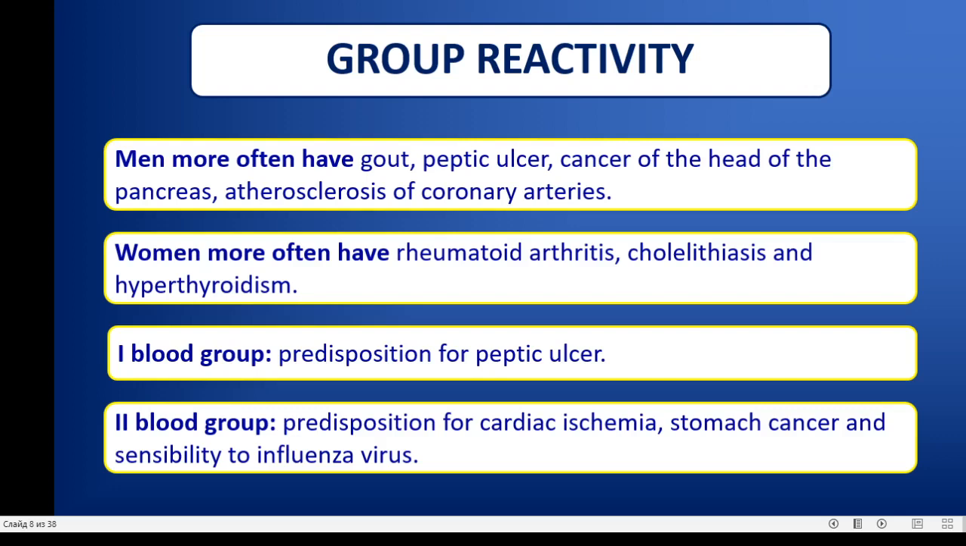Men more often have gout, peptic ulcer, cancer of the head of the pancreas, atherosclerosis of coronary arteries. Women more often have rheumatoid arthritis, cholestasis, and hyperthyroidism. One blood group: predisposition for peptic ulcer. Two blood group: predisposition for cardiac ischemia, stomach cancer, and sensibility to influenza virus.